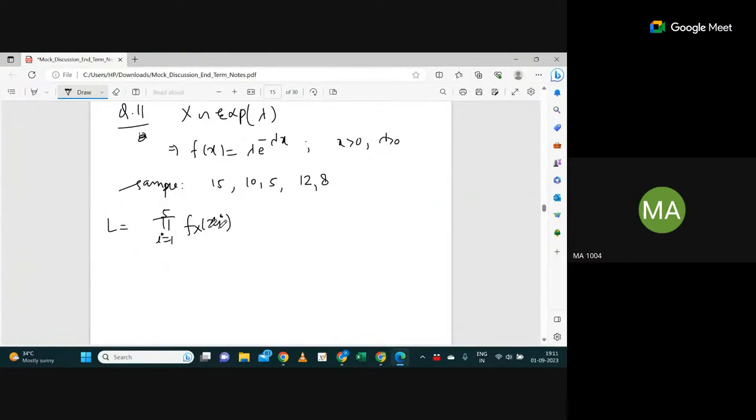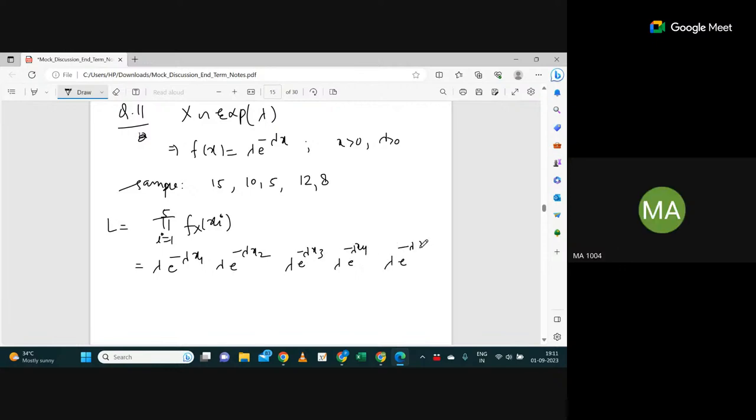Correct or not? Yes, sir. So what we have to do? We have to do lambda times e raised to the power minus lambda times x1, lambda times e raised to the power minus lambda times x2, up to lambda to the power n times e raised to the power... Correct or not? These are the things we have to do here.